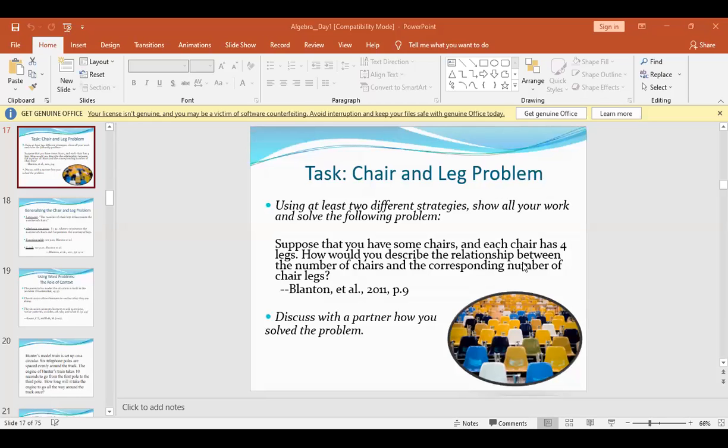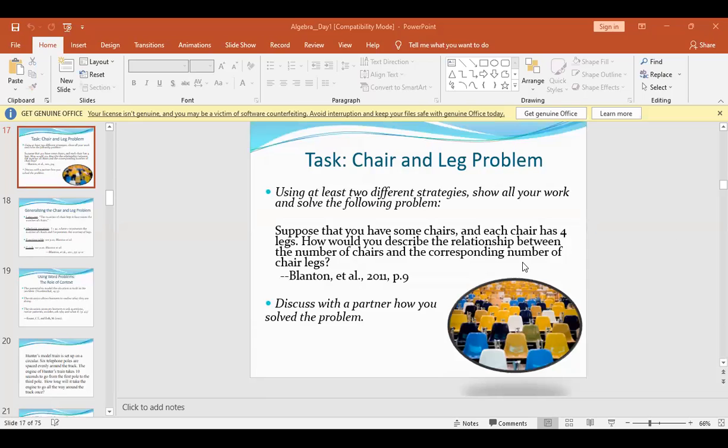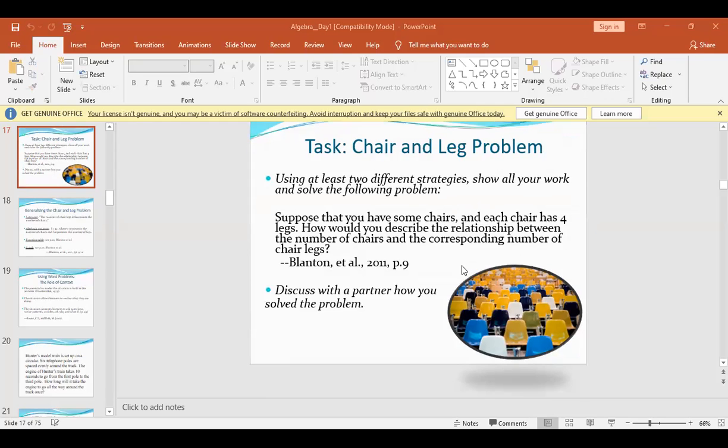So based dito sa example natin, we would be using two different strategies for this question, diba? Suppose you have some chairs in each pair, and each chair has four legs, then how would you describe the relationship between the number of chairs and the corresponding number of legs? Basically, you could do this using ratio and proportion, or just some math number sentences. So let's use the number sentence.